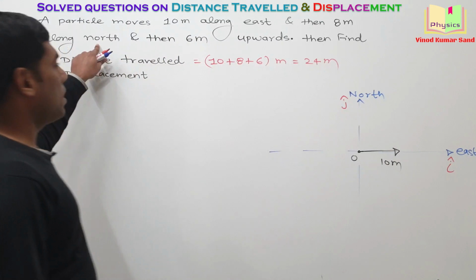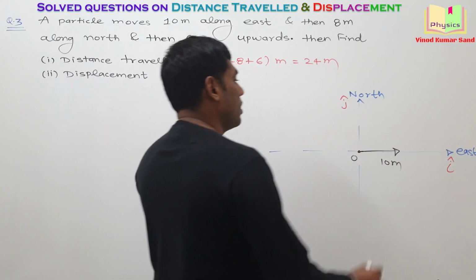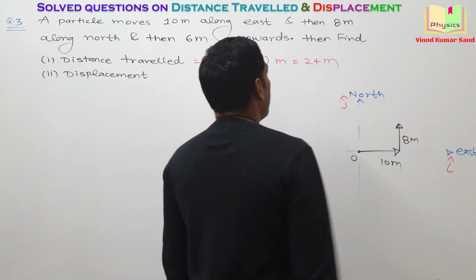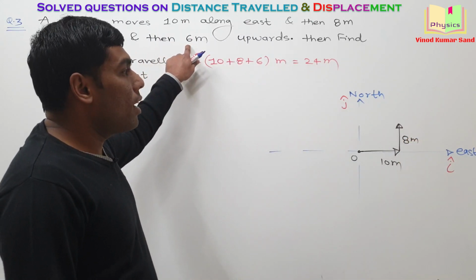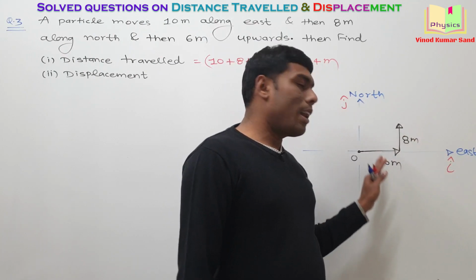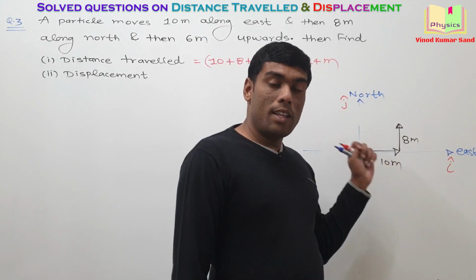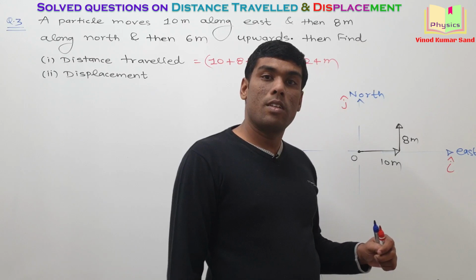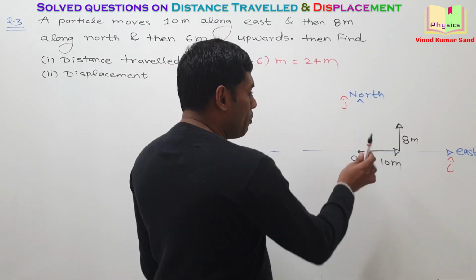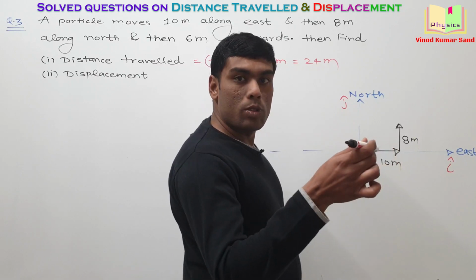Then 8 meter along north. 8 meter along north is like this. And then 6 meter upwards. If north and east are lying in this plane, then where will be the upwards? It will be perpendicular to this plane. Upwards will be actually in this direction.